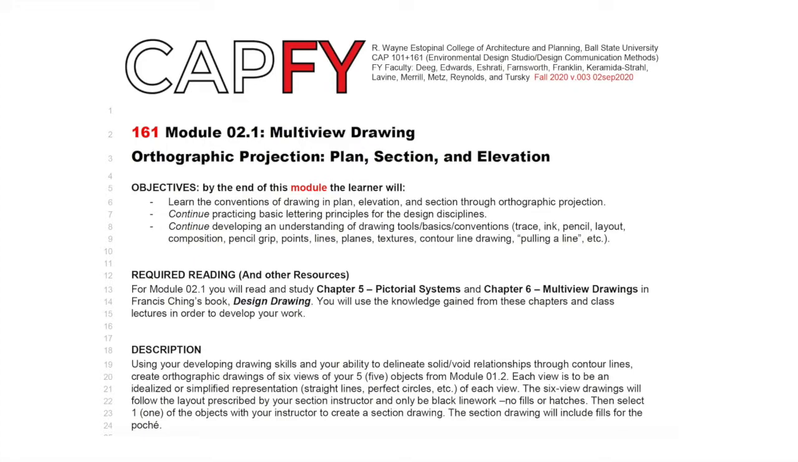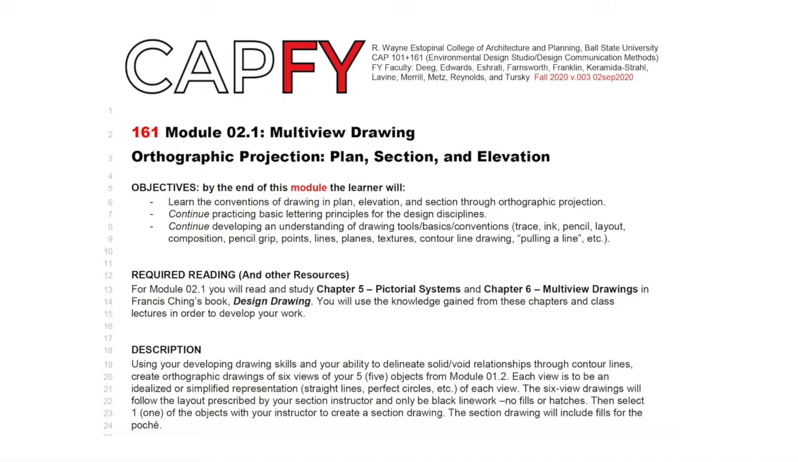And then using your developing skills and the ability to delineate solids and voids, we're going to create some orthographic drawings, 6 views of your 5 objects. Yes, your 5 objects from the previous module. We are connecting this particular module with the previous one, so you'll be continuing to use the objects from the previous module. Each view is an idealized or simplified representation of straight lines, perfect circles of each view.